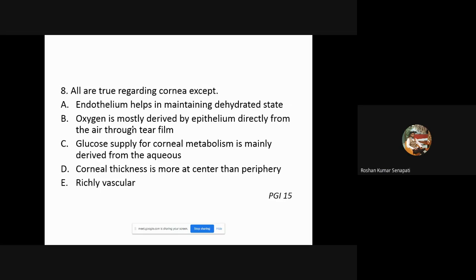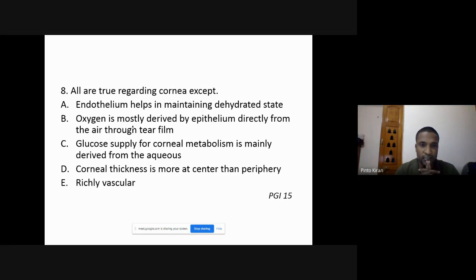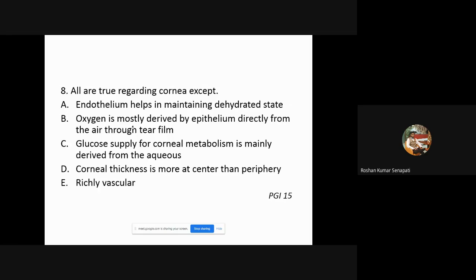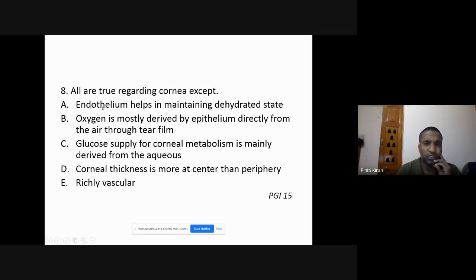Sir, richly vascular. Correct. And as I told you in the beginning, the endothelium is a pump basically. This will pump the water out of the stroma to keep it in a dehydrated state.